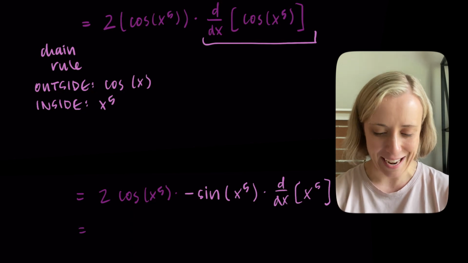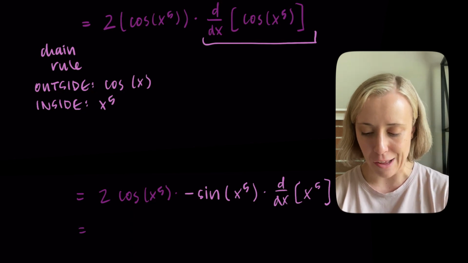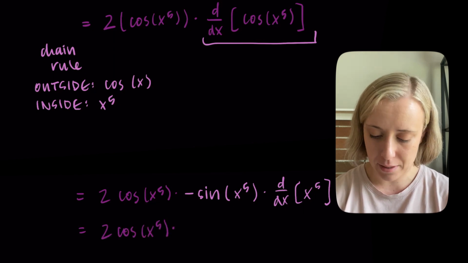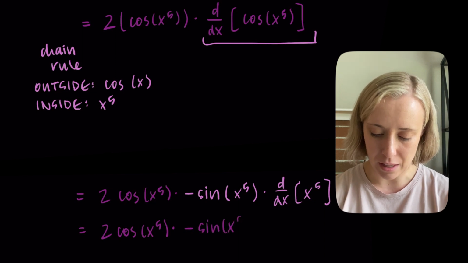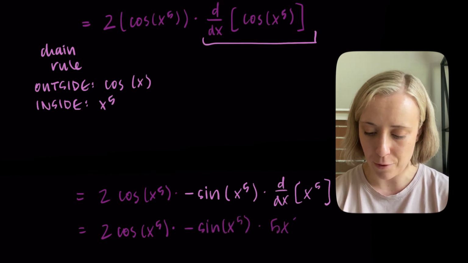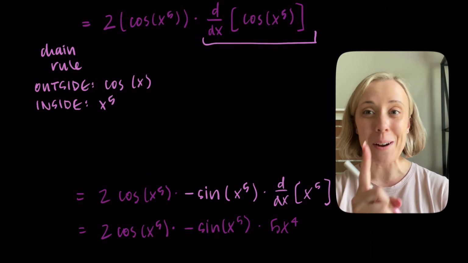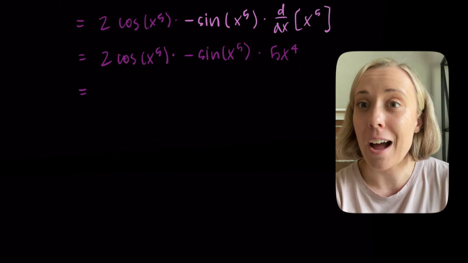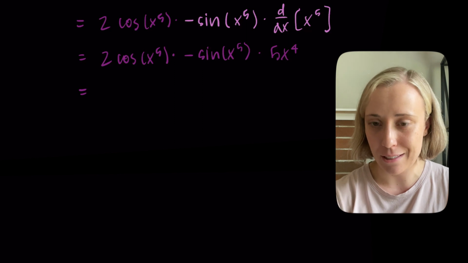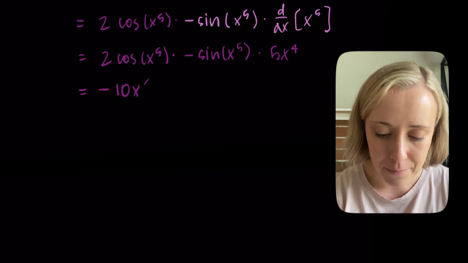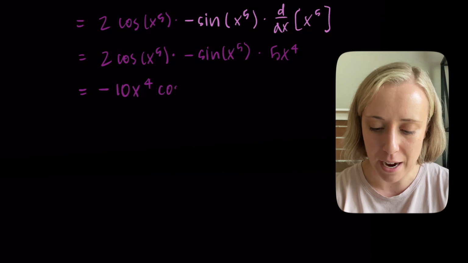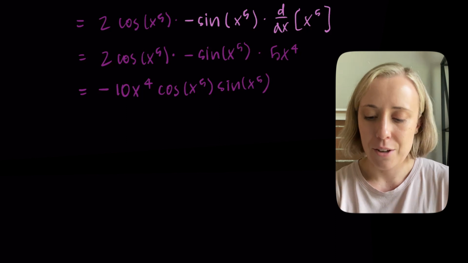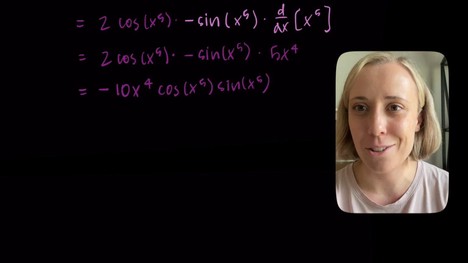So we're going to have 2 cosine of x to the 5th times negative sine x to the 5th times 5x to the 4th. And we're technically done. I'm gonna write one more step. I can't help myself. We gotta simplify just a little bit. So combining the 2 and the 5, we get 10. I'm going to move the negative and the x to the 4th on the outside. So we have negative 10 x to the 4th, and then I have my cosine of x to the 5th and my sine of x to the 5th. Okay, and there we go. That is our final answer for this derivative.